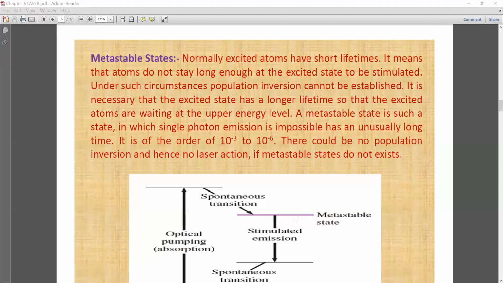Okay. Then metastable state. We will read. Rajakta.